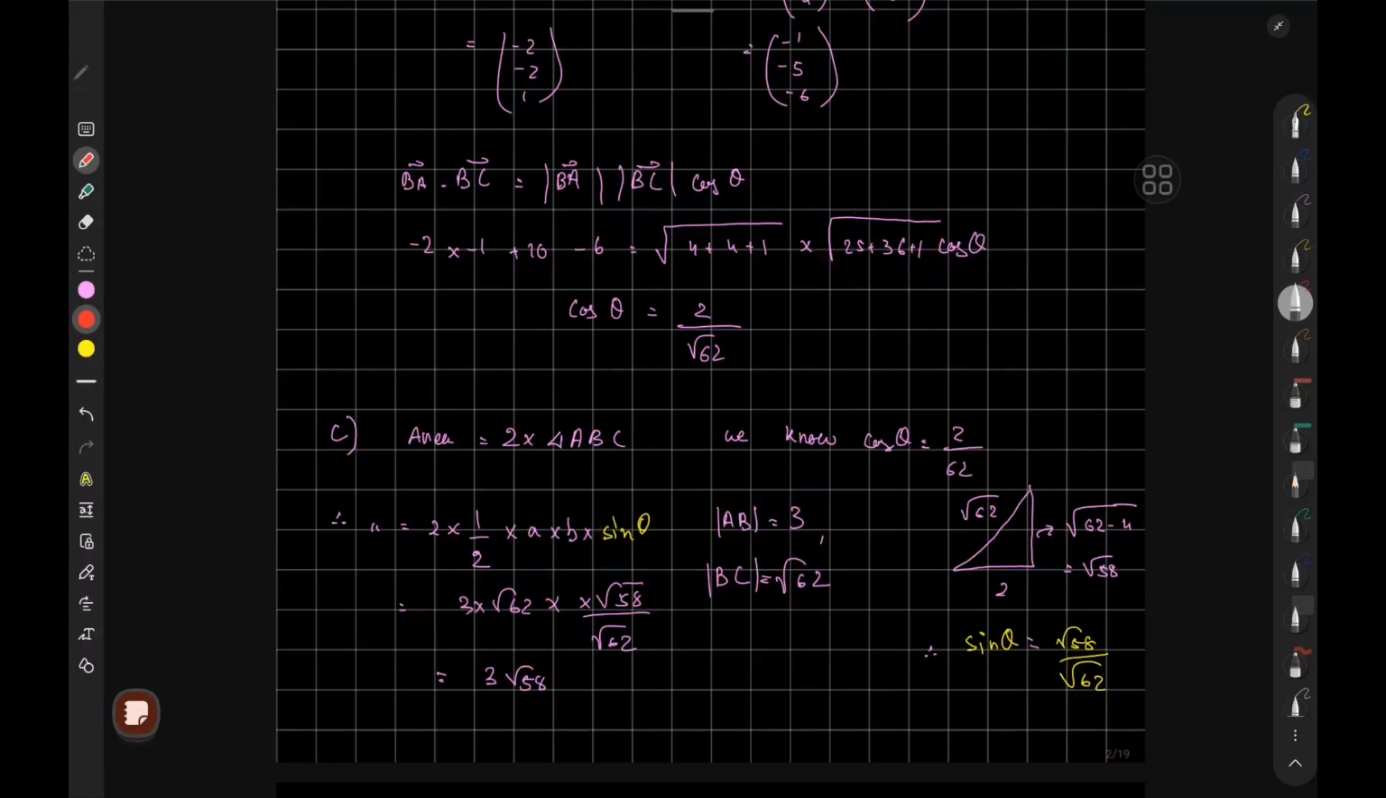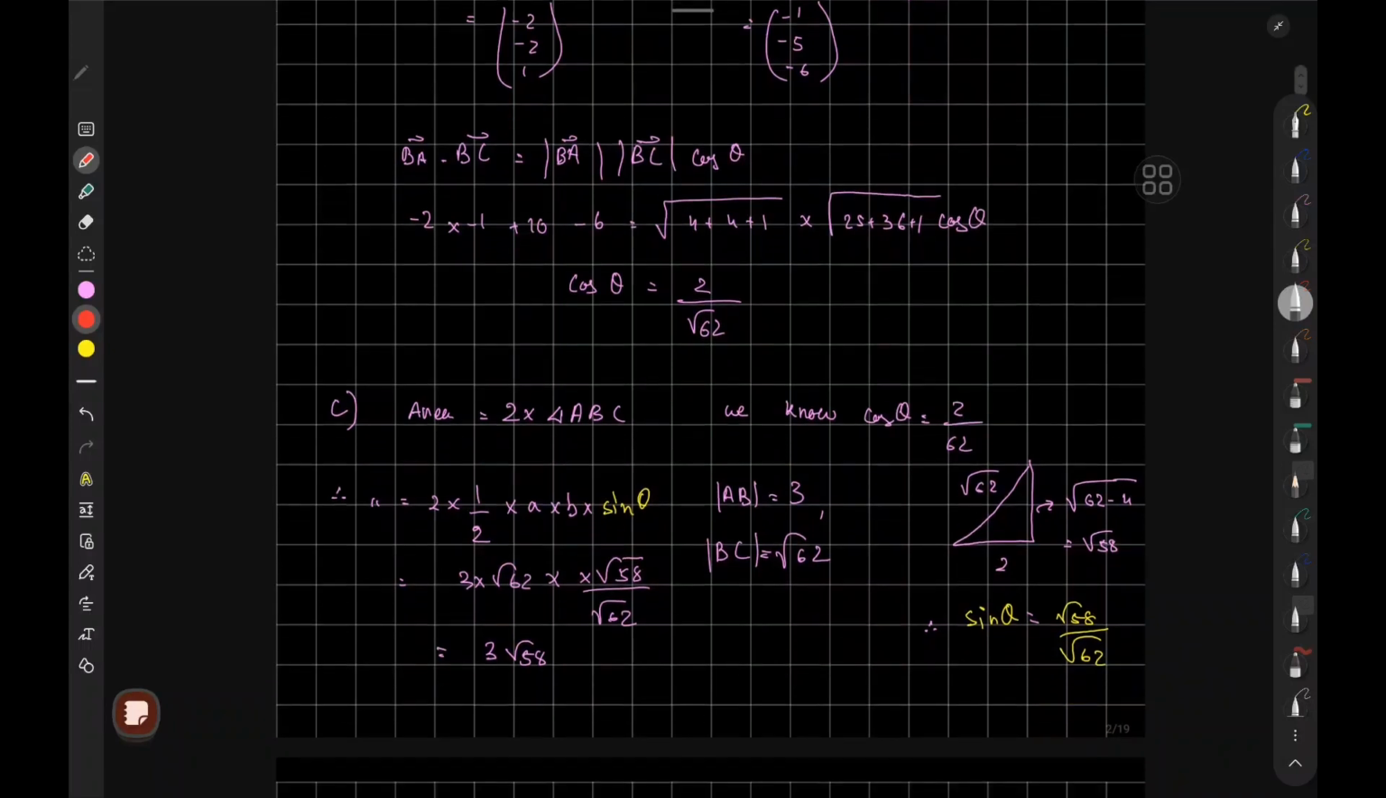This is a bit of a twist. For sine theta, you know cos theta is 2 by root 62. So draw a triangle, adjacent by hypotenuse, and this is your height or opposite side. How do you find that? Use Pythagoras' theorem, and you're going to find that the opposite side is root 58. So what is sine theta?